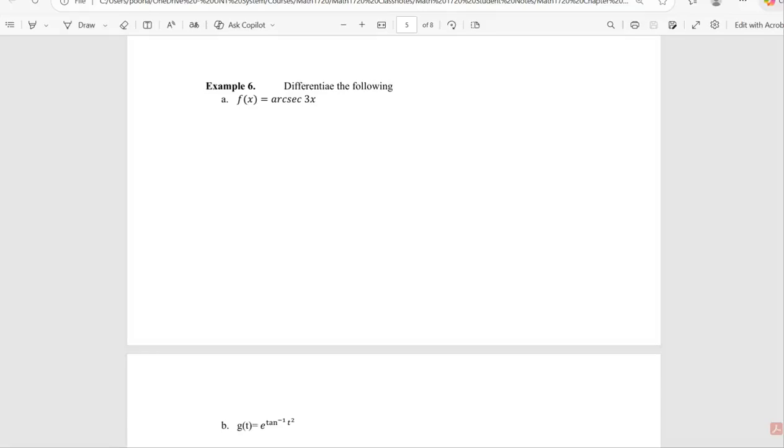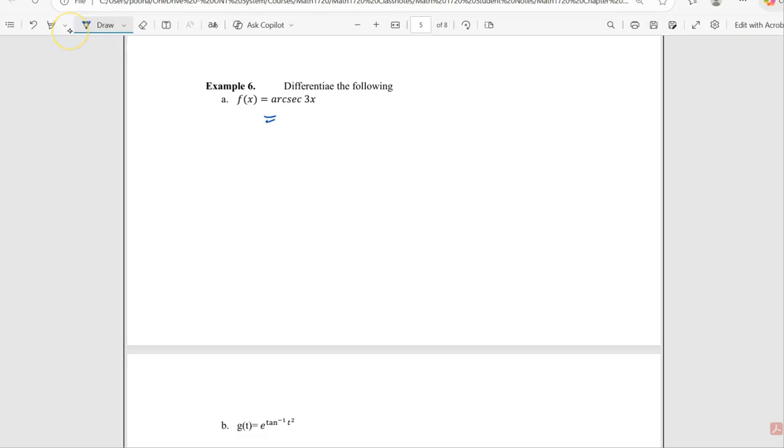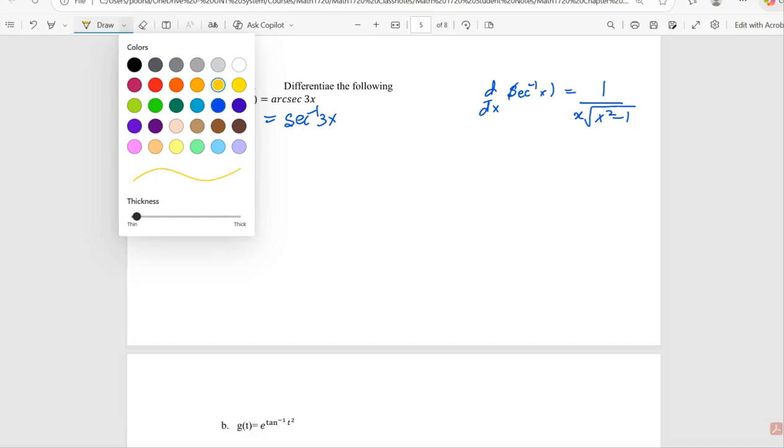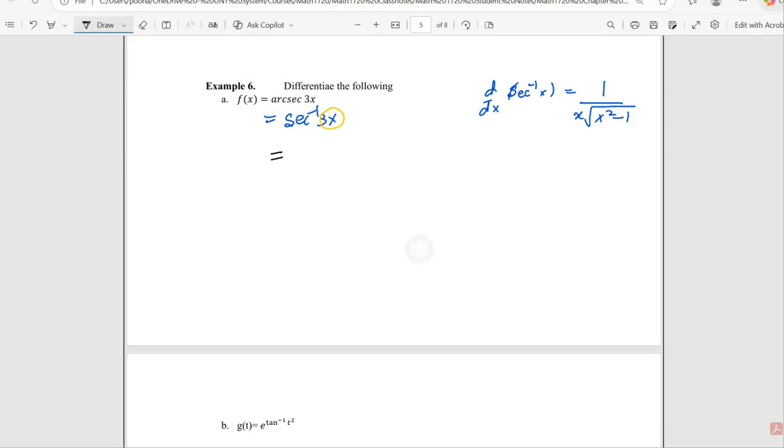Let's do question number 6 using the derivative laws of inverse functions. Arcsecant is basically secant inverse 3x, and we learned the formula that the derivative of secant inverse x is 1 by x times square root of x squared minus 1. In this question, in place of x we have 3x, so we need to use the chain rule after we apply it.